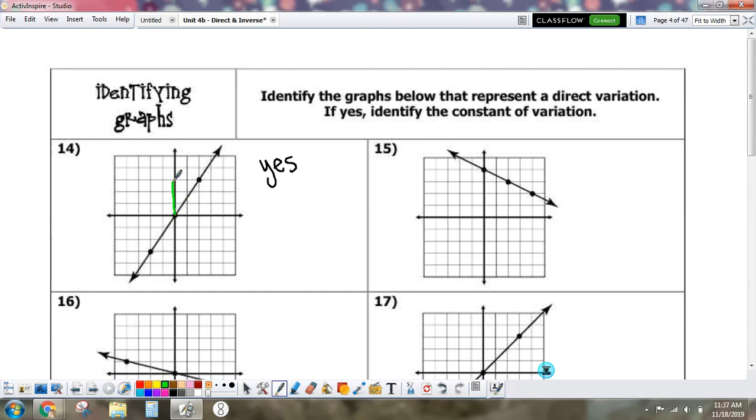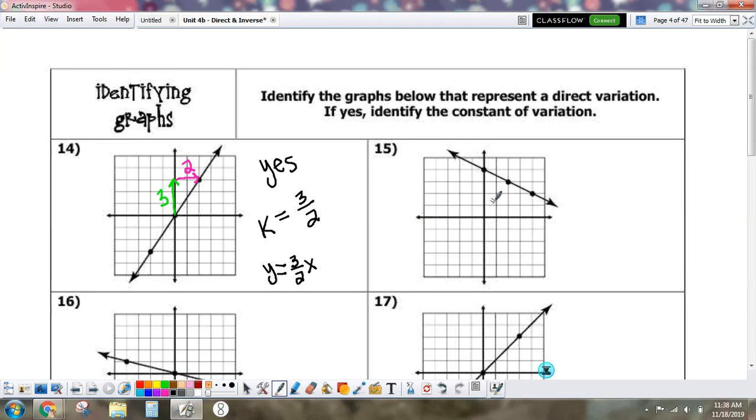To find the constant, I need to find the slope. So I'm figuring out how much we go up. So it's up 1, 2, 3. And then how much you go to the right, which is 2. So my constant is equal to 3/2. Okay, and then the equation, if you need to write that, but you don't, but it would be that.